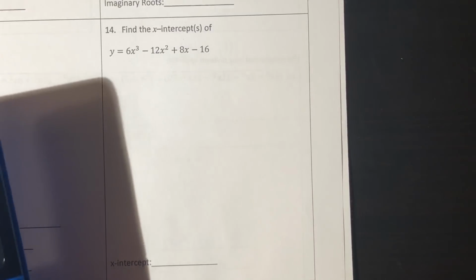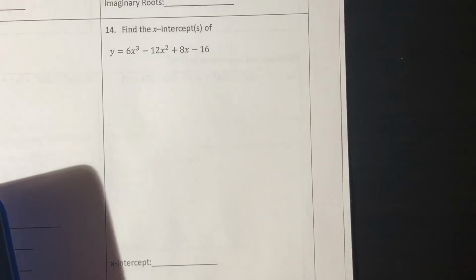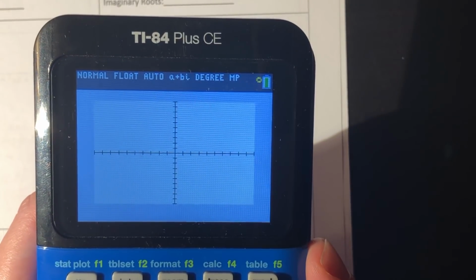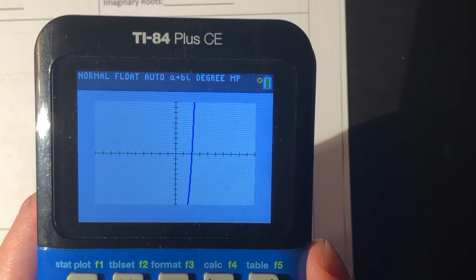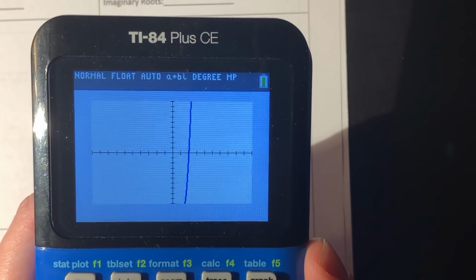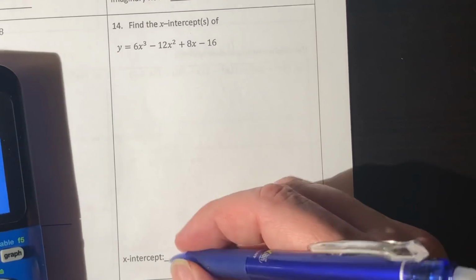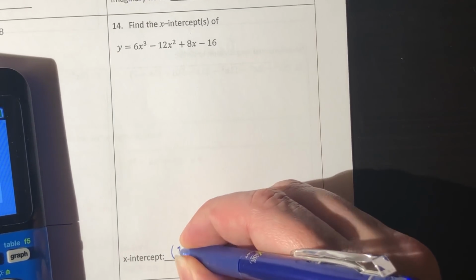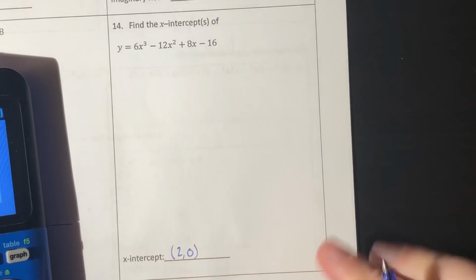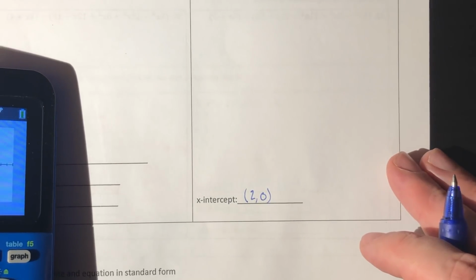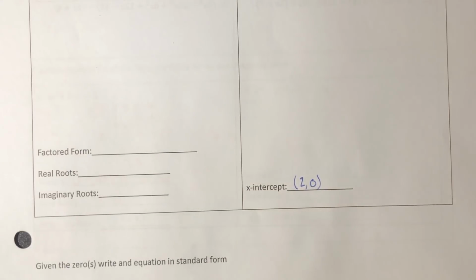So I've got 6x cubed minus 12x squared plus 8x minus 16. So when I graph that, that's all I've got. It's just that 1. So I can just say it has 1 x-intercept at the point 2, 0. Because that's where it crosses the x-axis, at the point 2, 0.